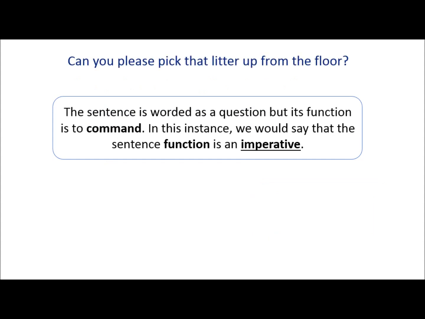Can you please pick that litter up from the floor? Might be worded as a question, but its function is to command. And so in this instance, it is important to think about sentence function, because we would say that the sentence function here is an imperative. It is a command, even though the sentence is shaped as a question.